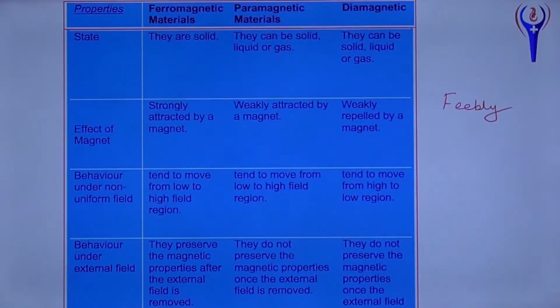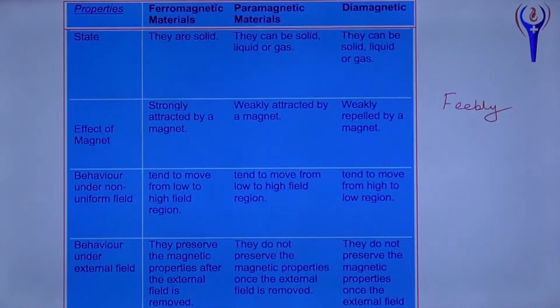Effect of magnetism and behavior under non-uniform magnetic field: tend to move from low to high field region. When this ferromagnetic material is kept in the non-uniform magnetic field, then it starts to move from low magnetic field to high magnetic field. That is the behavior of ferromagnetic material. Paramagnetic material also moves from low to high field. And diamagnetic material is the reverse. It moves from high field to low field region. And para and ferro same. Moves from low field region to high field region.